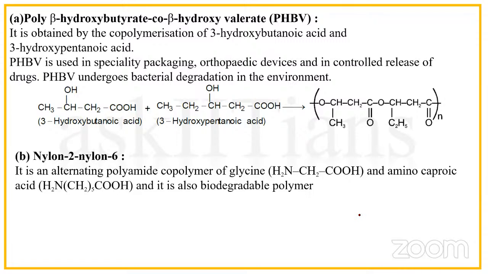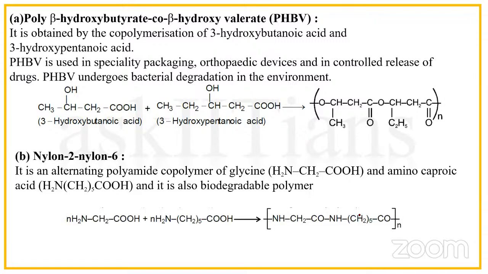Glycine is the only amino acid with no chiral carbon, so it is optically inactive. That is the extra information. Now, what we have is NH2 CH2 COOH. This is glycine. And we have taken NH2 (CH2)5 COOH. This is aminocaproic acid.